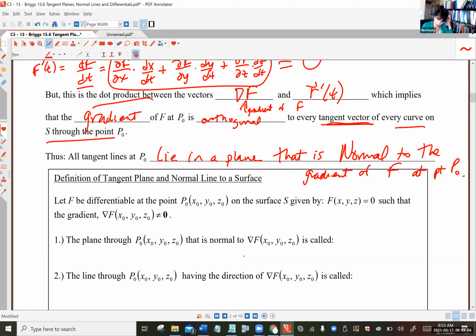Now, if you don't believe me, I want to show you that these tangent lines all form a bed, that the tangent plane contains all those tangent lines. So what the heck did I just say?